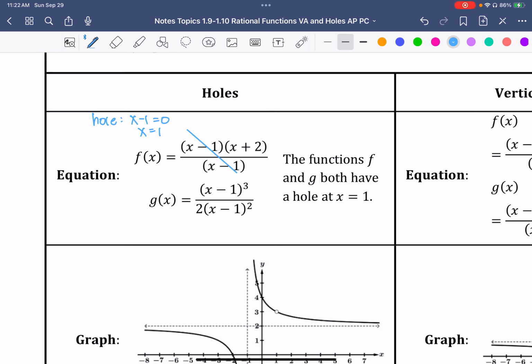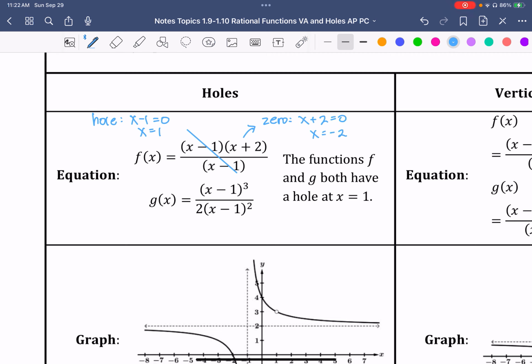Now, in lesson 8, we talked about how after you cancel out any common factors, whatever is in the numerator will be your 0. So this here would be the 0. And to find that, you set that factor equal to 0, and we have a 0 at x equals negative 2.